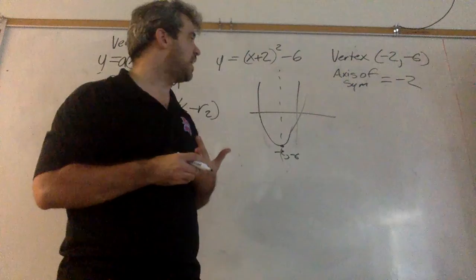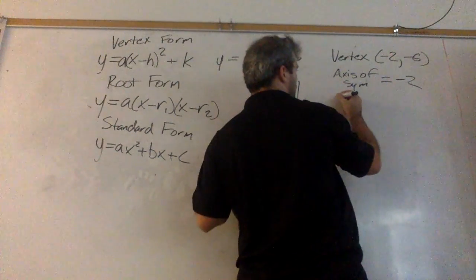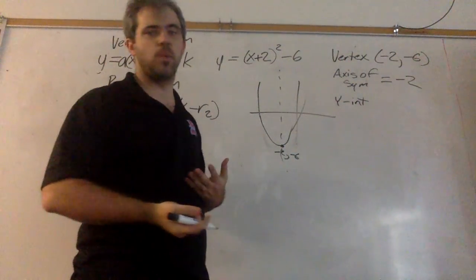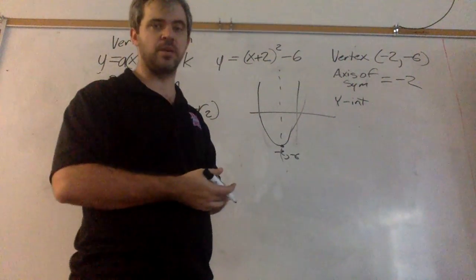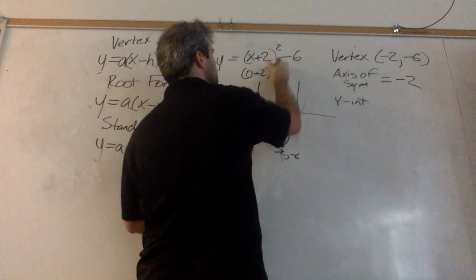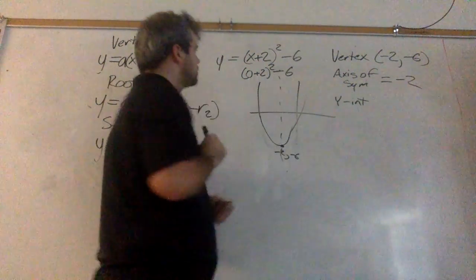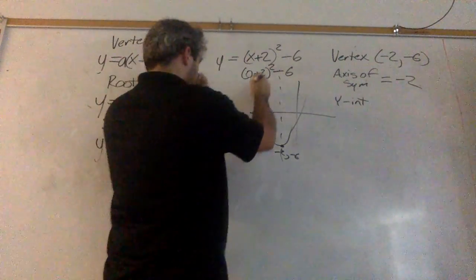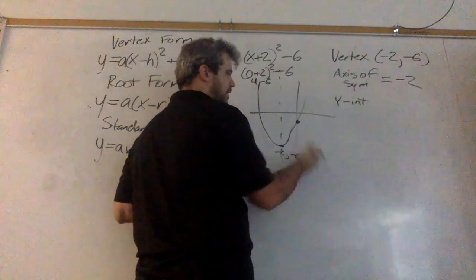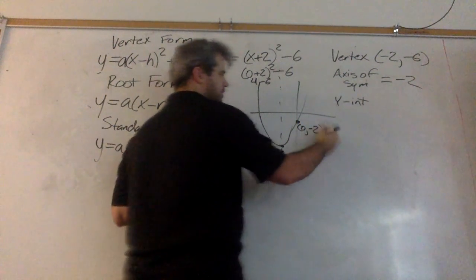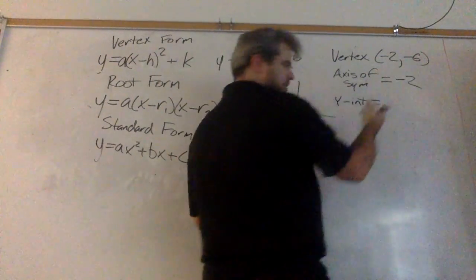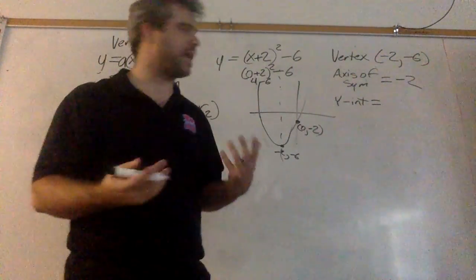We might be able to find the y-intercept. So again, to find the y-intercept, we just make x equal 0. So 2 squared is 4. 4 minus 6 is -2. So 0, -2 is going to be our y-intercept. That trick always works to find the y-intercept because it's always where the x is 0.